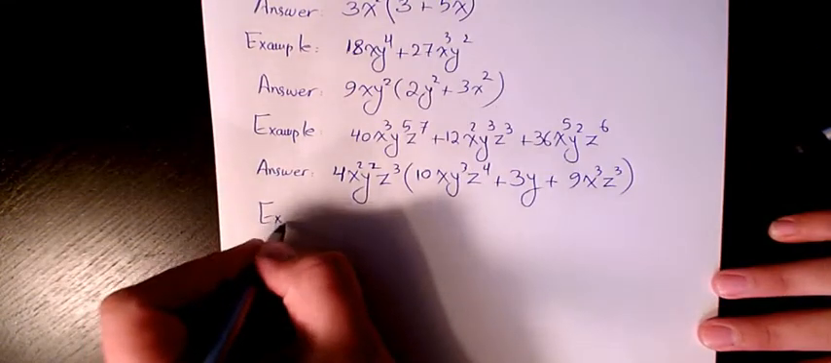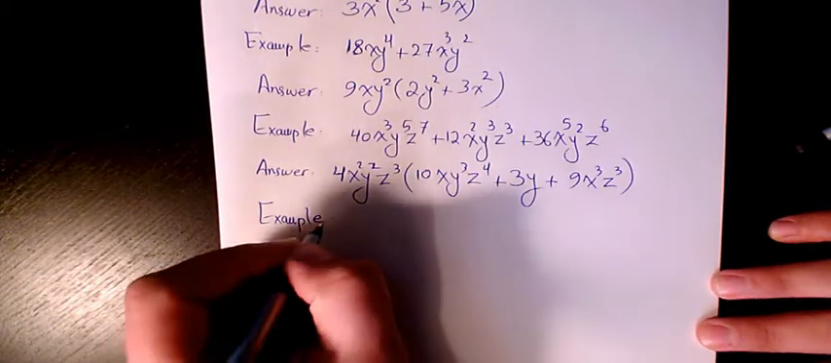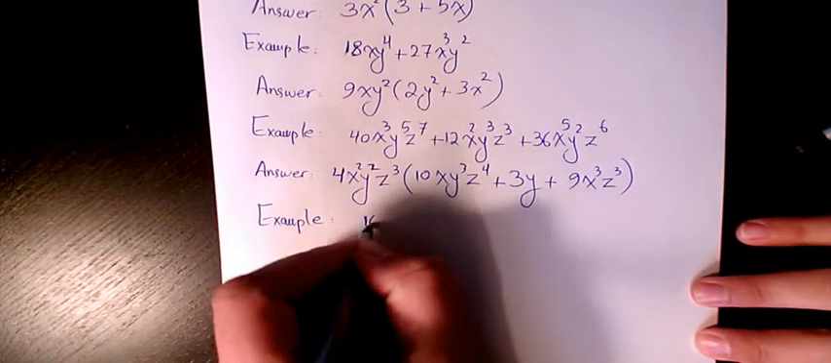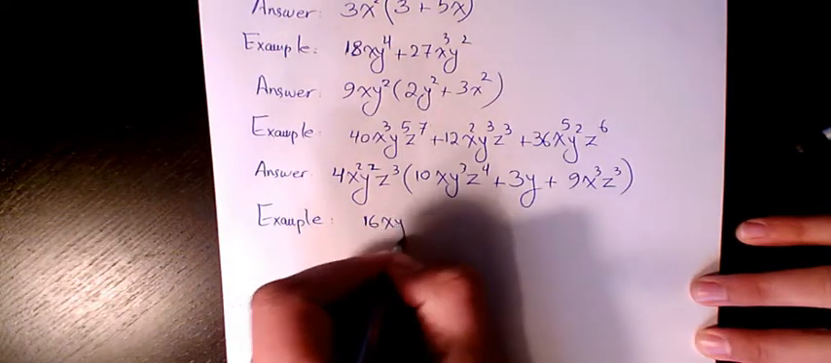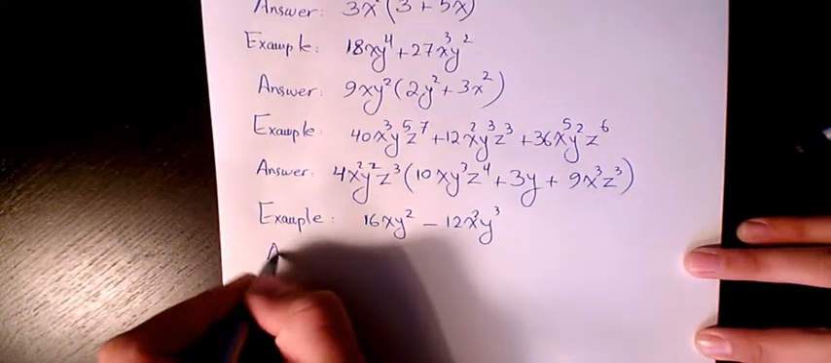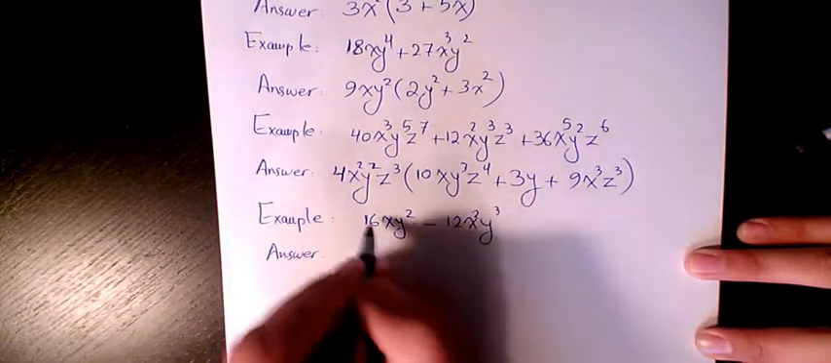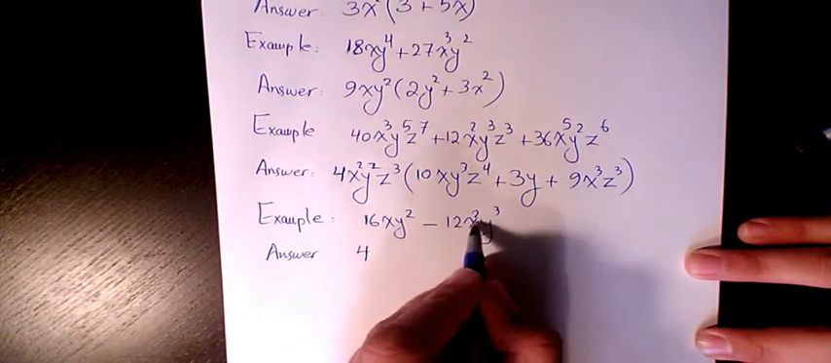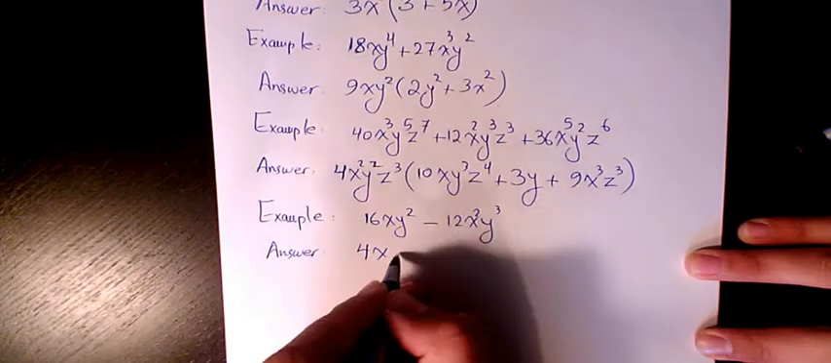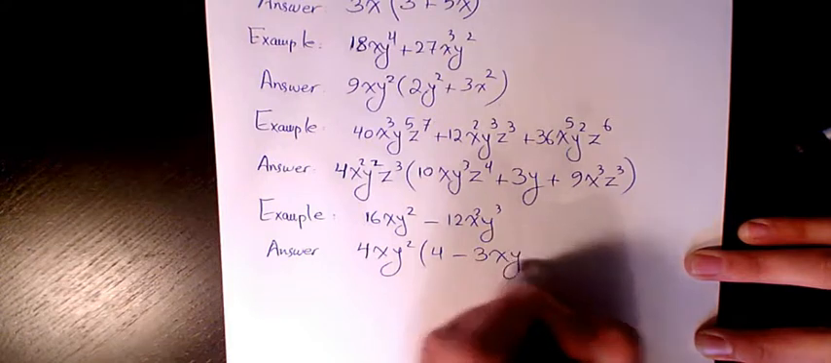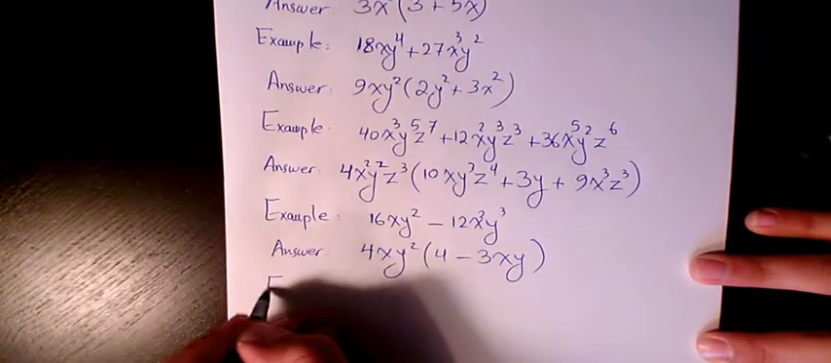Next example. It will be 16xy squared minus 12x squared y cubed. Answer will be, we have 16 and 12, 4 is GCF, x and x squared, so x, y squared and y cubed is going to be y squared. So it's going to be 4xy squared times (4 minus 3xy). That's it.